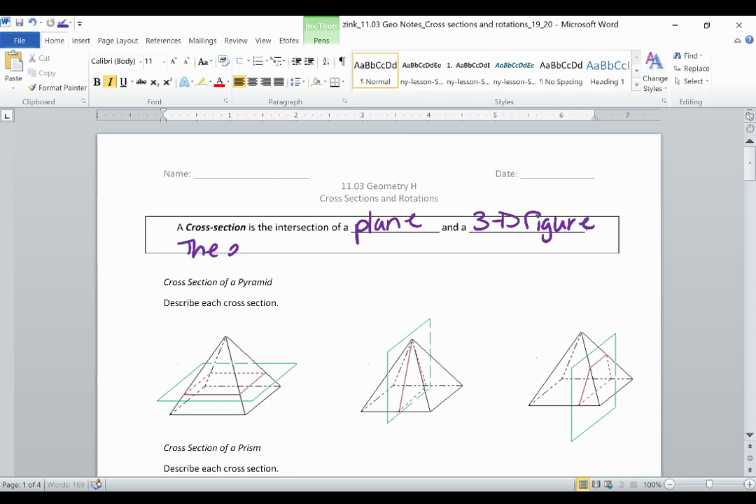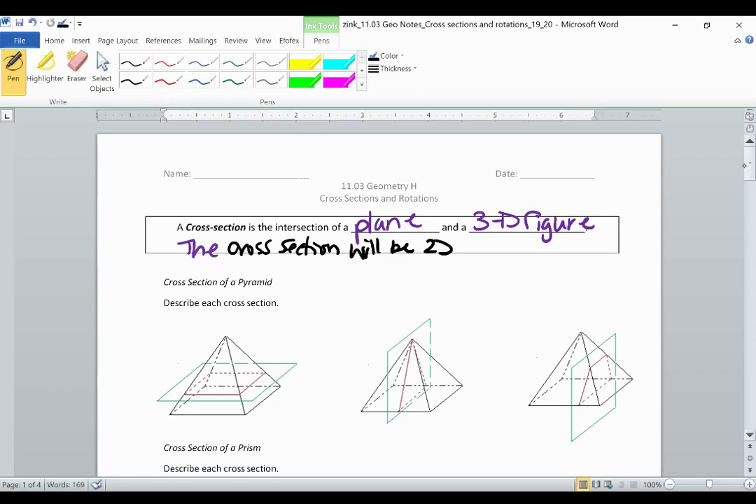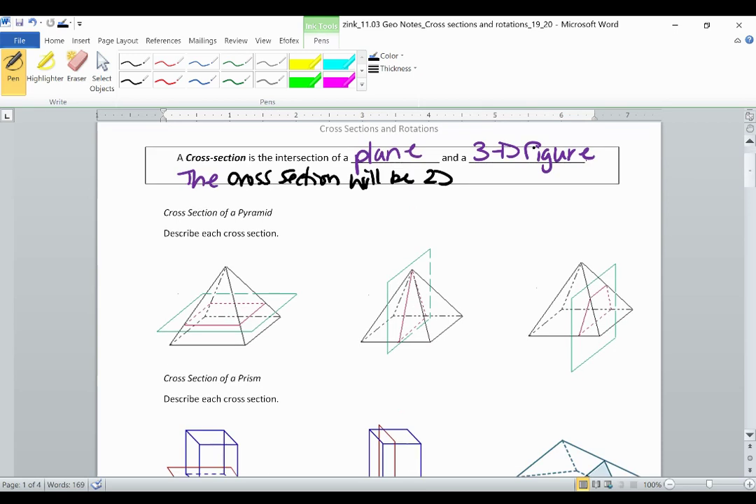So the cross section is a two-dimensional figure. So what we're going to do is take some 3D figures and just kind of slice them off.